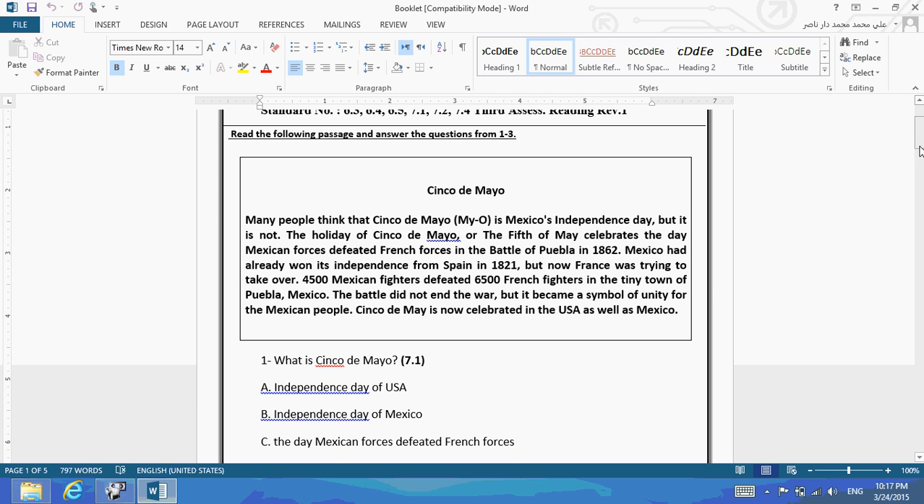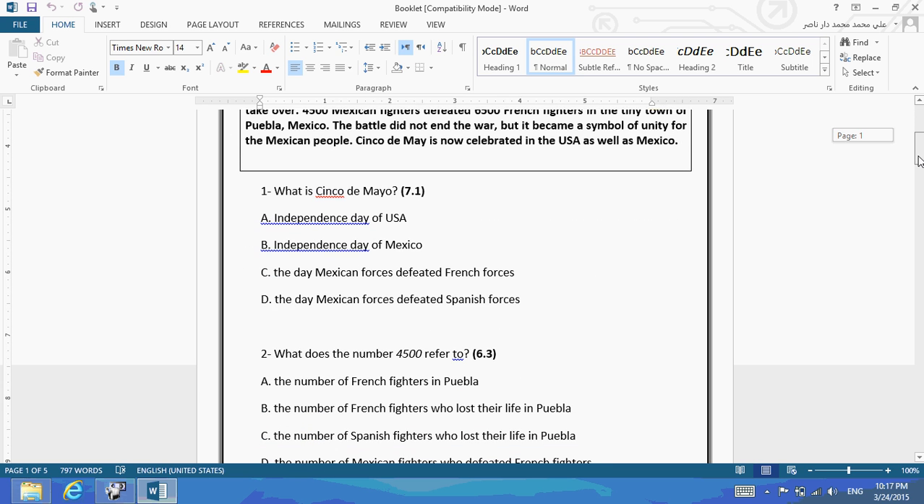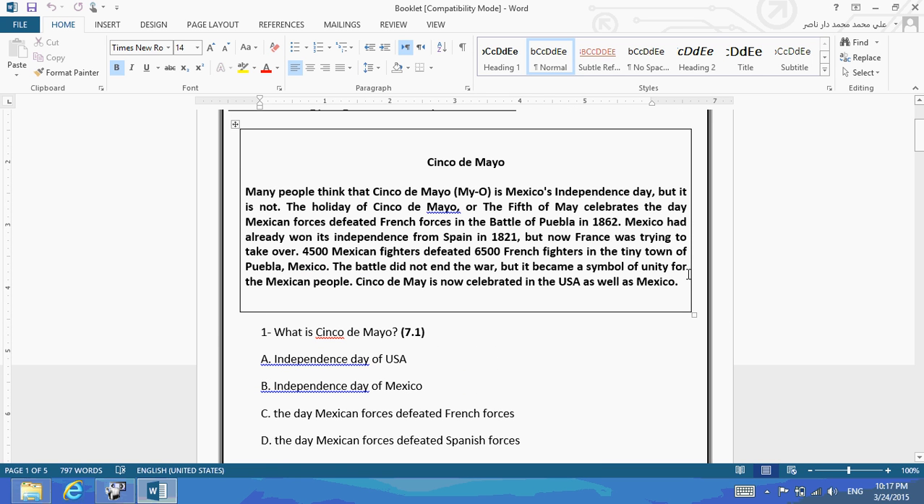The first text is under the title Cinco de Mayo. The kind of the text is a factual account. The concerning standards are 7.1, 6.3. 7.1 is the standard which is concerned with studying factual account.